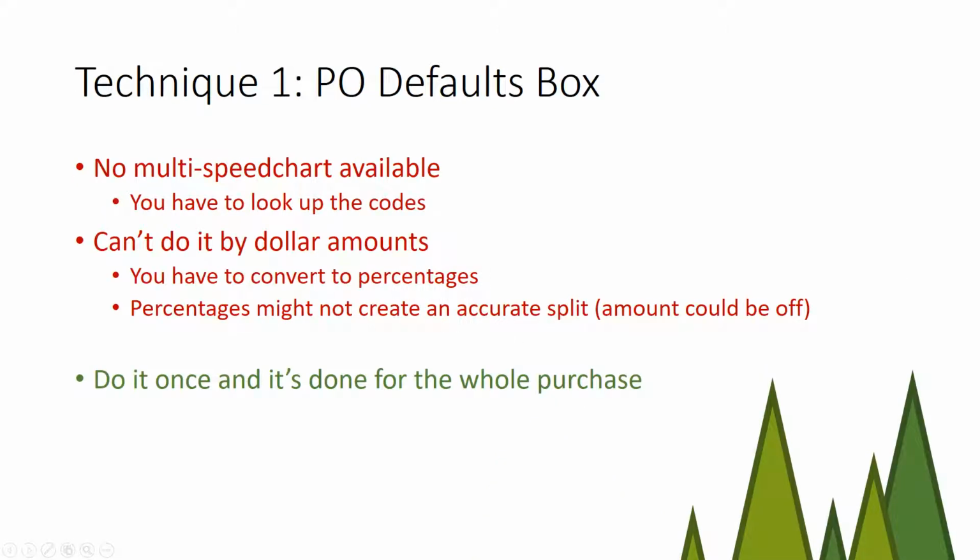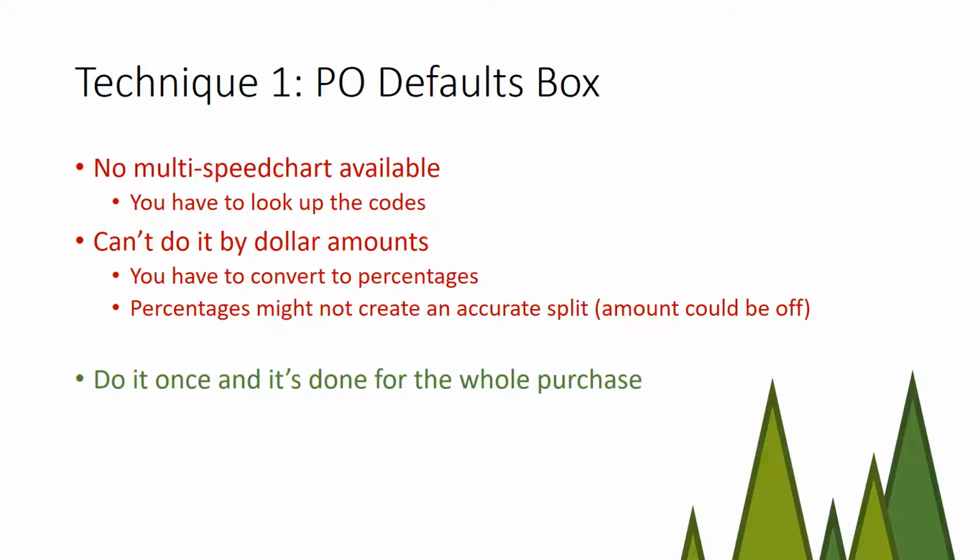Technique 1, the PO defaults box. Sounds great, right? Split the purchase in one place and you're done. However, currently the PO defaults box does not have the option of multi-speed charts, which is a tool that fills in most of your coding for you even when you're doing multiple lines of coding. It's only available in the lines section. That means you'll have to type codes in by hand.